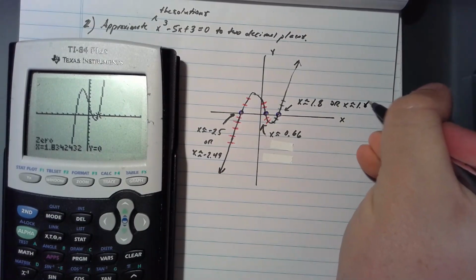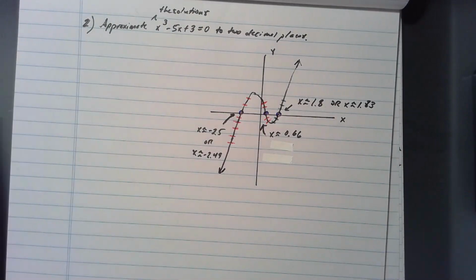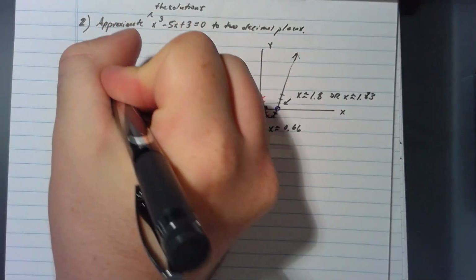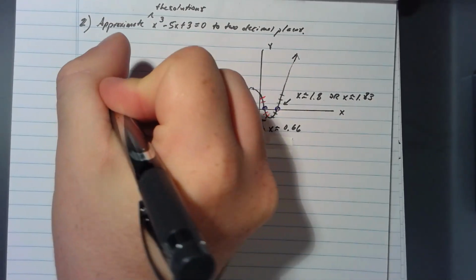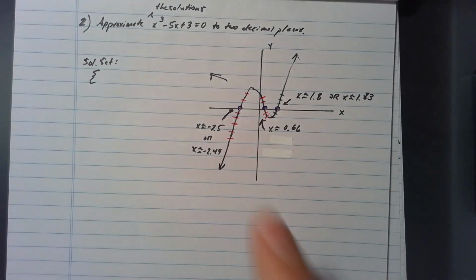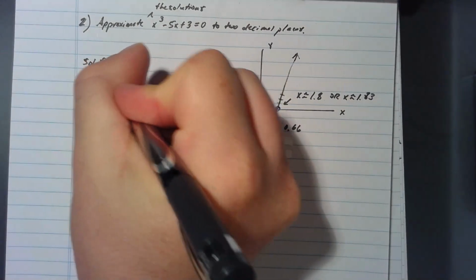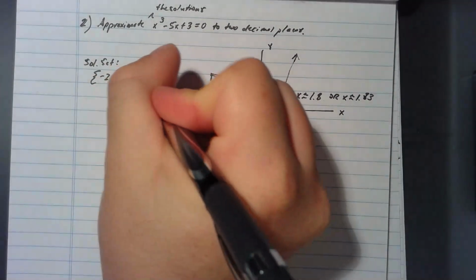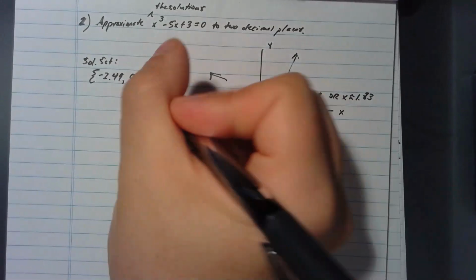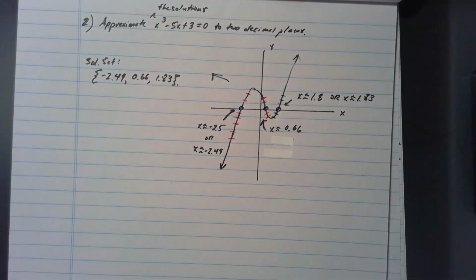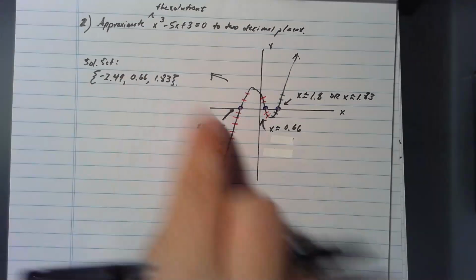1.83. So either way, your solutions, the solution set is going to be the values. So I always go from least to greatest. So negative 2.49, comma, 0.66, comma, 1.83. So those are my solutions to this equation using your calculator.